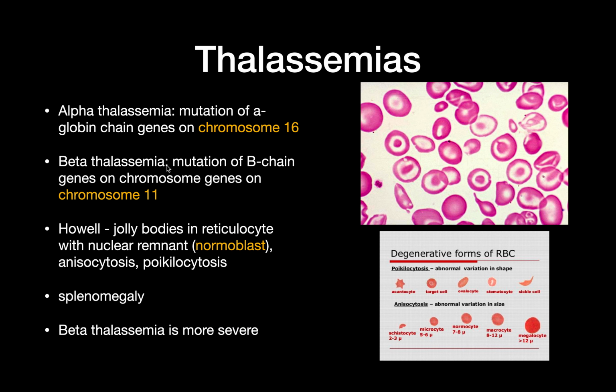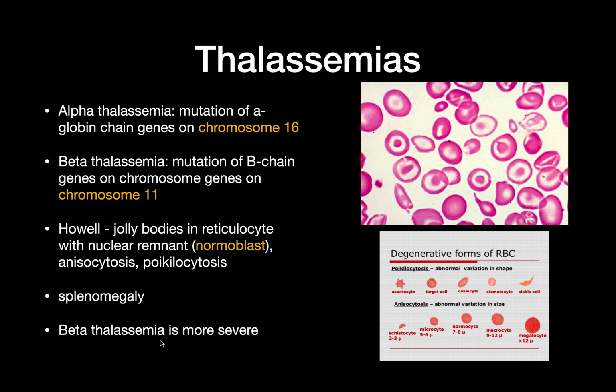Okay, so alpha thalassemia, there's a problem with the alpha globin chains on chromosome 16. Beta thalassemia, there's a problem with beta chains on chromosome 11. In both, there's going to be Howell-Jolly bodies in the reticulocytes with the nuclear remnants. Those are called normoblasts. And there's going to be anisocytosis and poikilocytosis. So there's going to be changes in the nuclei of the cells.